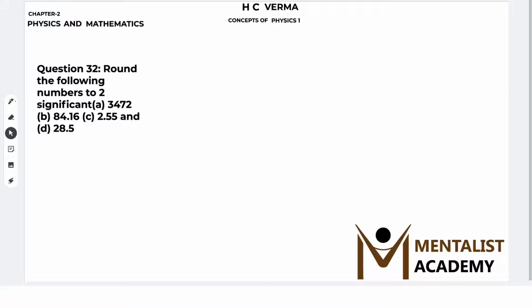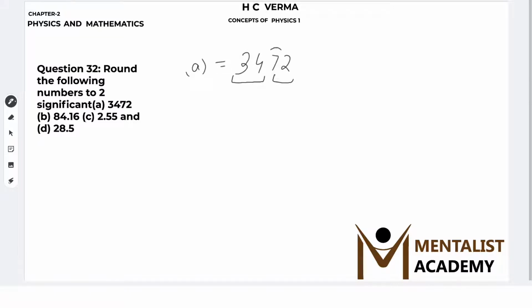So let's see the first number. The first number A is 3472. Now we can see we have to round off to two significant digits, so therefore these two will be the significant digits and we have to remove these two digits.